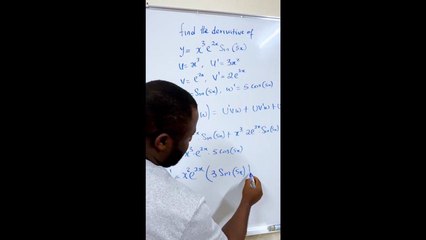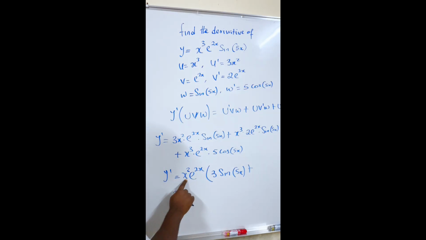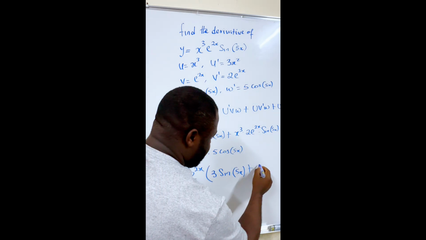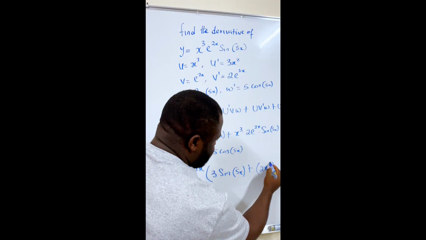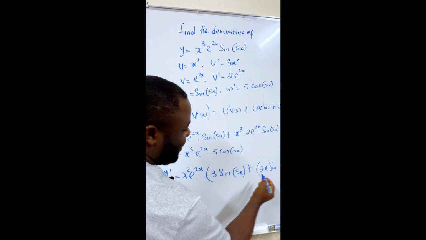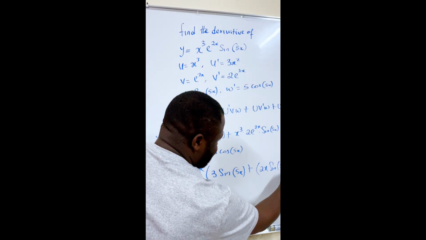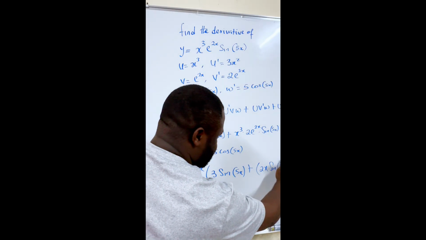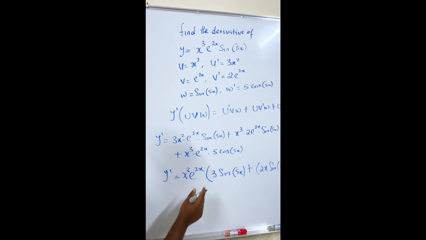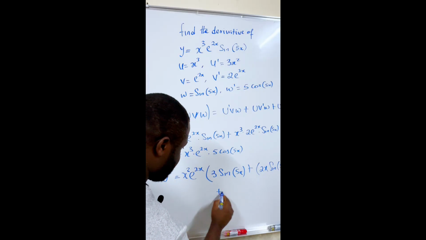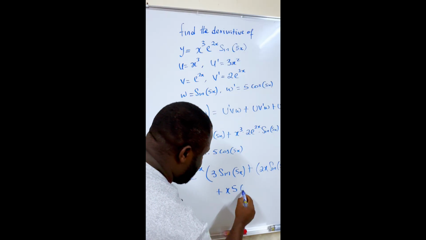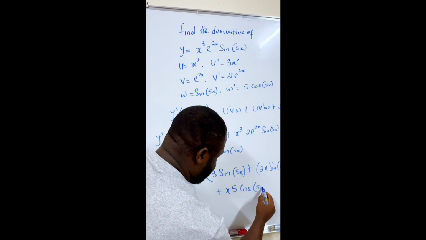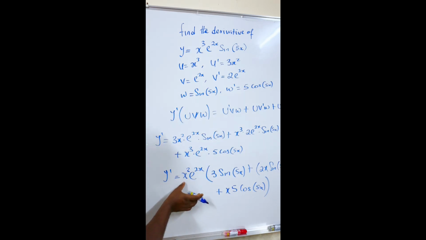5x, then plus. We already have x squared here. So this will now be plus x, but we have 2. So it's going to be 2x sine 5x. And the last part will now be this. So we now say plus x. We now have 5 cos 5x. And that is the derivative of this expression, of this equation.